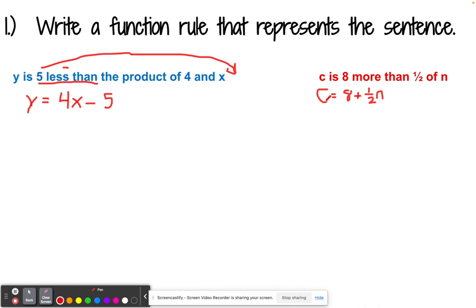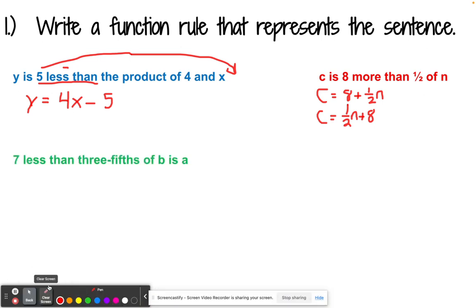Now, even though our addition is commutative, so 8 more than, I want you to get in the habit of writing our number without the variable at the end, like this. So I'd have C is 8 more than half of n. They're the same thing. Just kind of like to get in the habit of having our variable first. You'll see why in our next chapter.